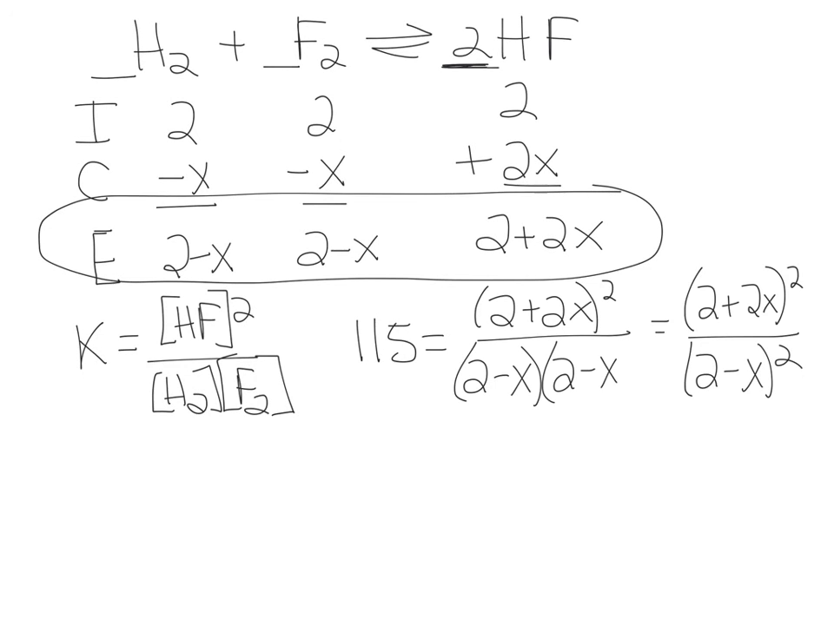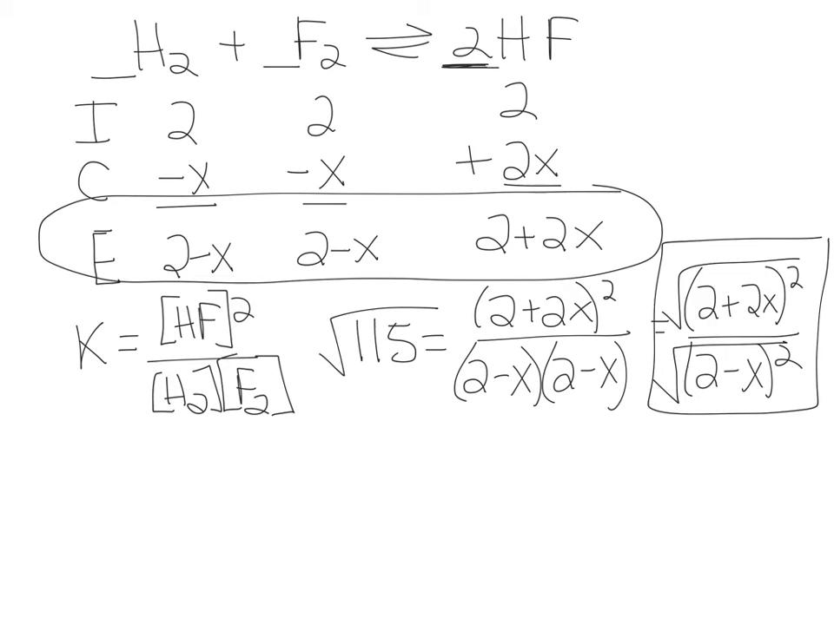So I've plugged in my equilibrium formulas, and then I've made this. Now this is an easy problem. We're going to solve it by taking the square root of everything. So if I take the square root of this, this, and this, I can get 10.7 equals 2 plus 2x on the top and 2 minus x on the bottom. And now I'm simply going to use algebra, we all love algebra, and solve for x.